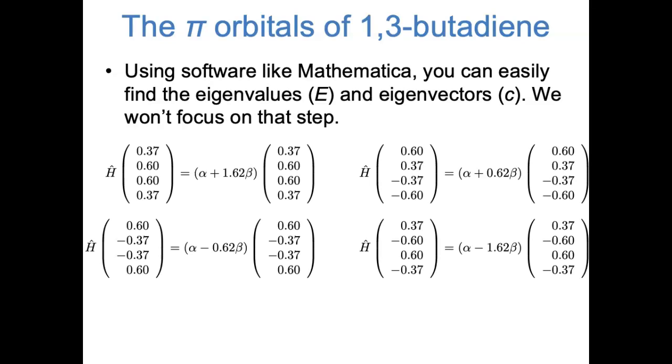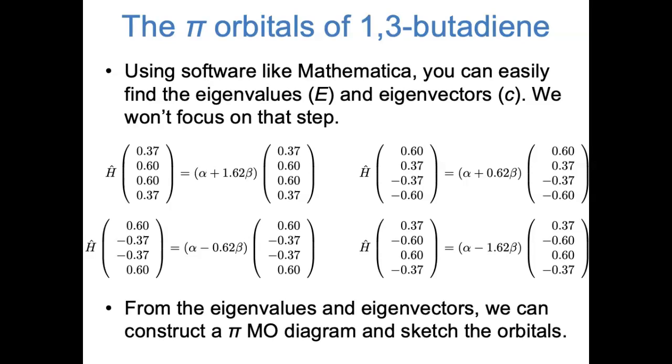This involved the interactions of 4 atomic orbitals, so we expect there to be 4 molecular orbitals, and these 4 equations represent the 4 molecular orbitals. In each case, we have the Huckel Hamiltonian matrix H multiplied by a column vector equal to a constant involving alpha and beta times the same column vector. And by interpreting these 4 eigenvalue equations, we can draw and understand the pi molecular orbital diagram of 1,3-butadiene and sketch pictures of the orbitals.